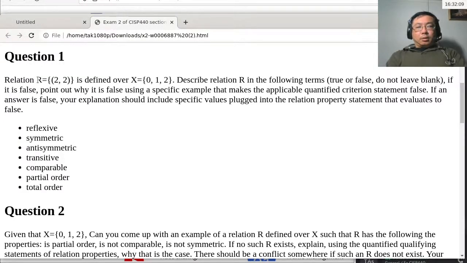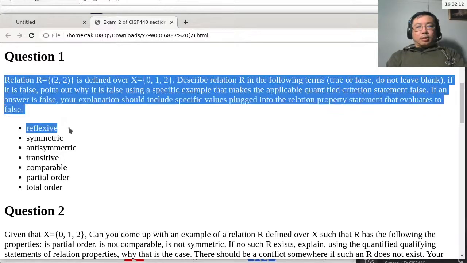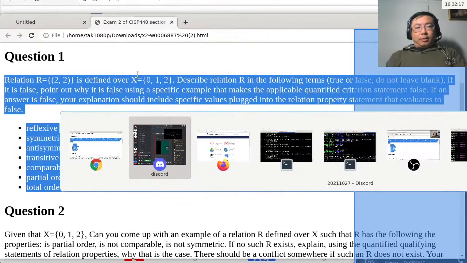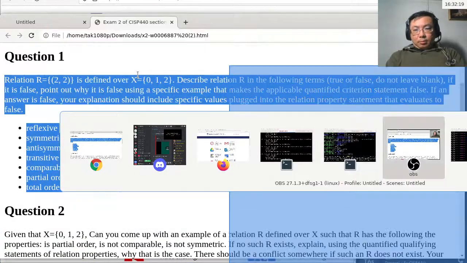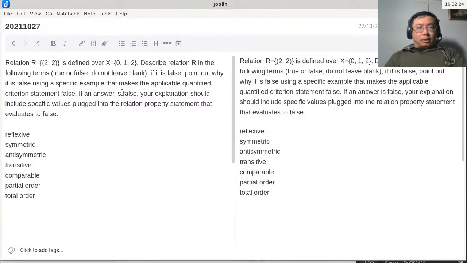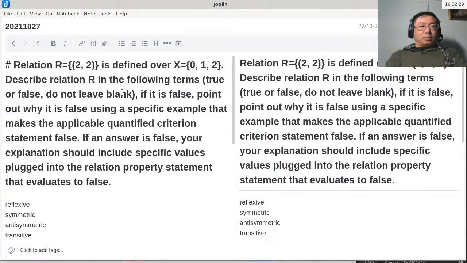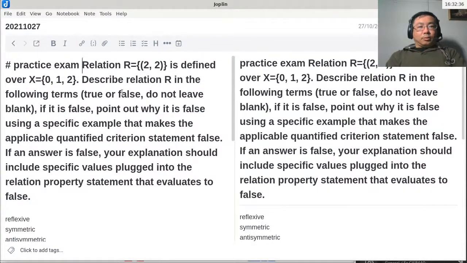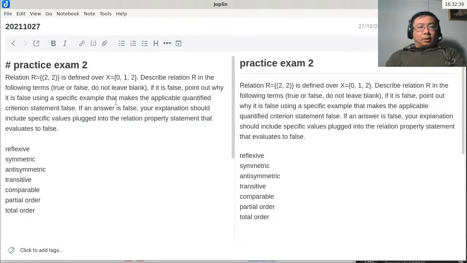All right. So what I'm going to do is I suppose I can copy everything here to Joplin. So I am putting this into Joplin here, and let's see how that turns out. So it turns out okay, and I'm going to put here, this is for practice exam 2, and then we'll look at each one of these properties and find out whether it is true or not.